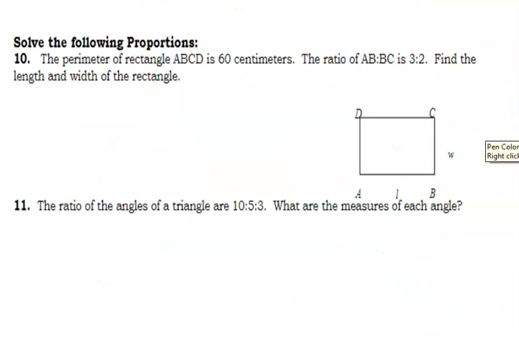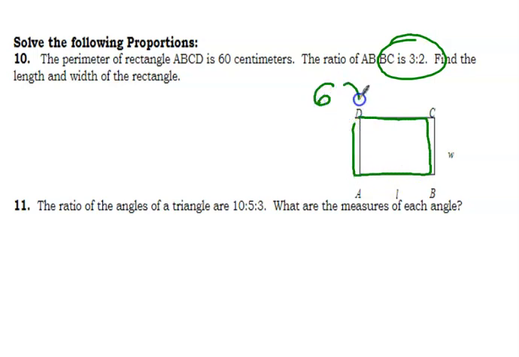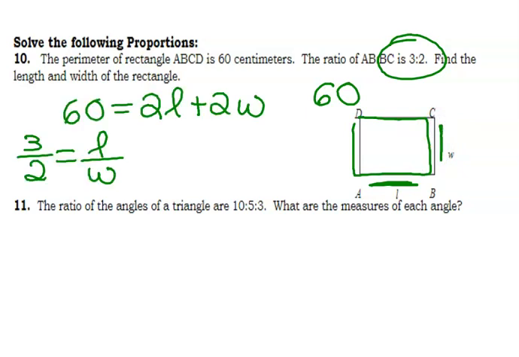Okay, number 10. The perimeter of rectangle ABCD is 60 centimeters. The ratio is 3/2. Find the length and width of the rectangle. Okay, so the perimeter is 60. Okay, and the ratio of AB, so AB is 3 to 2. Okay, all right, let's unpack this idea.